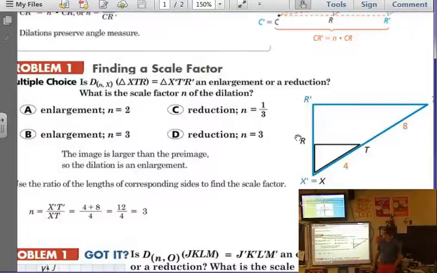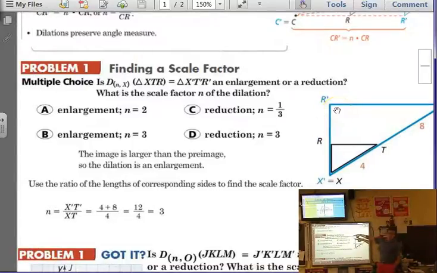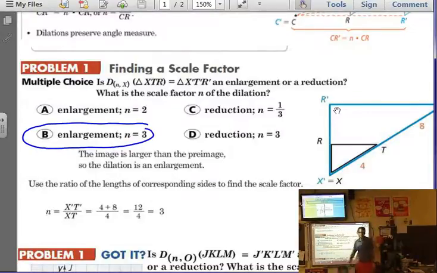Wait, question. I'm confused on which one we're looking at. So problem 1, referring to which triangle. XTR goes to X prime, T prime, R prime via a dilation with scale factor N from point X. So I would say B, an enlargement, N of 3. How'd you get 3? Because it says 4, right? So it has X prime and also X.